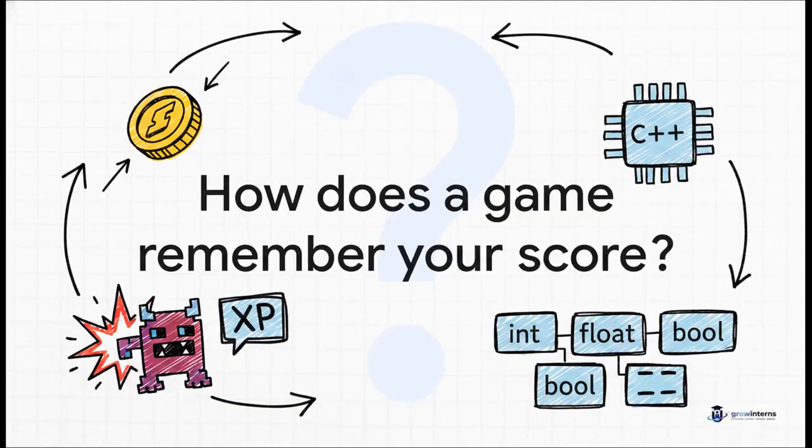So let me ask you something. Ever played a video game? Of course you have. You're running around, you grab a coin, and boom, your score goes up. Or you beat a boss and your experience points climb. How? How does the game remember that score? It's not magic, right? It has to be storing that number somewhere.